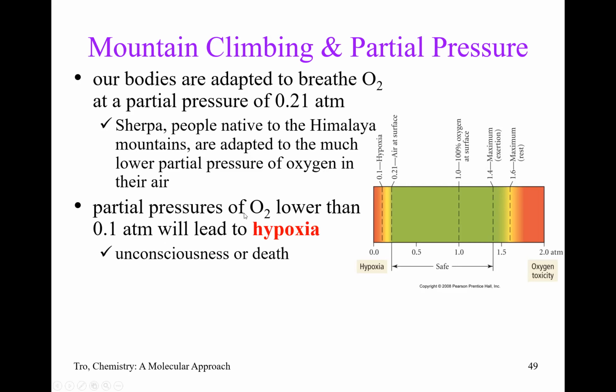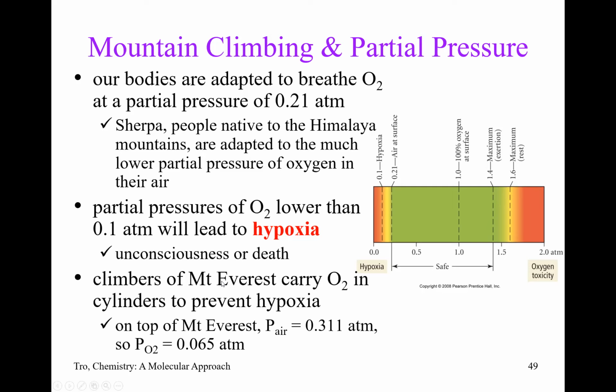So partial pressures of O2 that are lower lead to problems, right? Hypo is when you have less than you needed, and hyper is when you have more than you need, for whatever it is. So, hypothermia is when you don't have enough heat, and hyperthermia is when you have problems because of excess heat. So same thing here with oxygen.